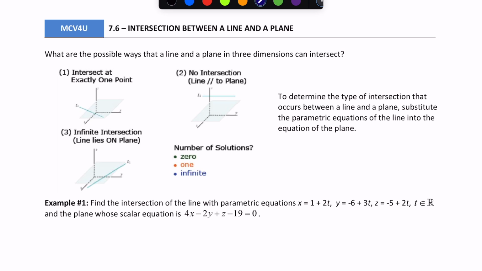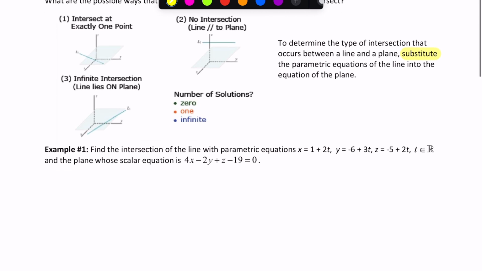So you can either have zero solutions, one solution, or infinite solutions if the line lies directly on the plane. To determine the type of intersection that occurs between a line and a plane, substitute the parametric equations of the line into the equation of the plane.